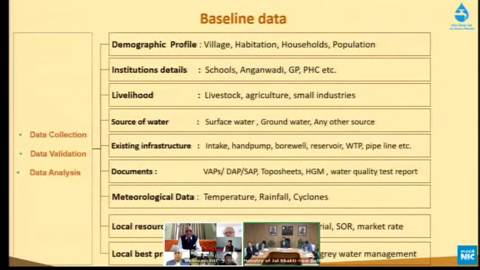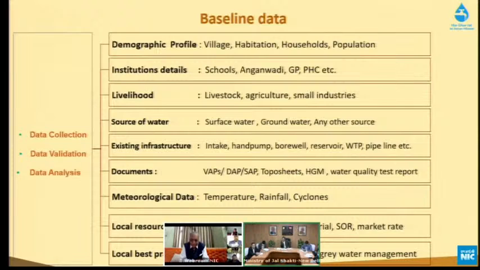Next please. So this is our first step, baseline data collection. In this stage, this is the process. This data has to be collected in consultation with the various stakeholders. Most of the time, what I've seen is that we are dependent on secondary data, like the census data and the meteorological data, but the very important aspect is the validation of data.